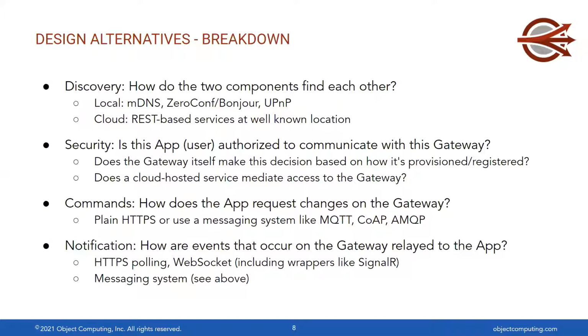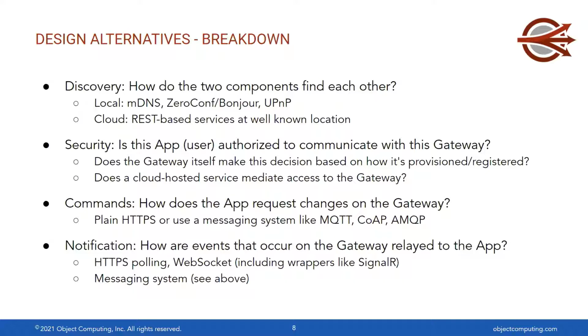And then going along with that, what about notification? How about the other way around? And this is a little bit trickier, right? Events that occur on the gateway or the devices that the gateway is serving, how are those events relayed back to the application, right? So HTTPS isn't really made to do this directly, but you can simulate it with polling. You could employ WebSockets, and you can even use the same kind of messaging systems that I just discussed a moment ago, right? The MQTTs. And all those are possible.